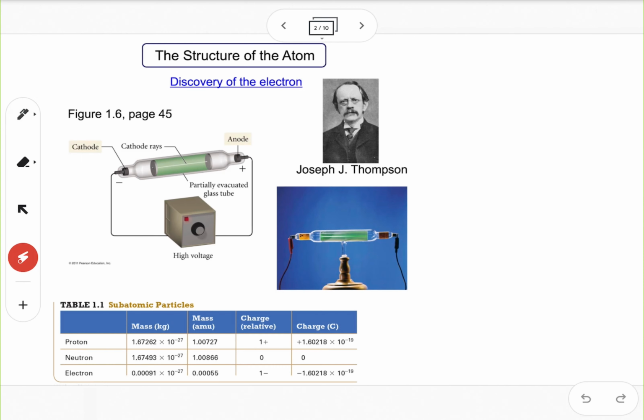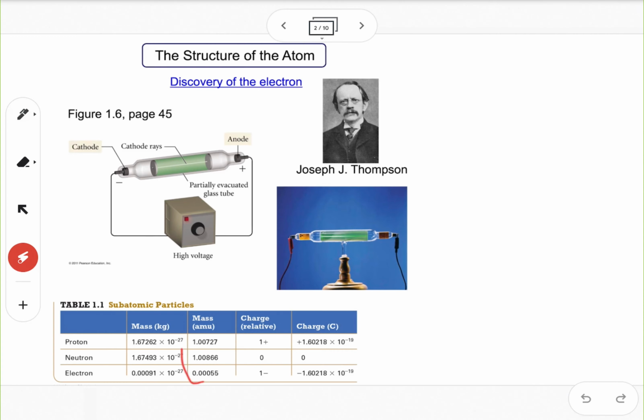One thing I want to mention here is that this is the real mass of an electron, and this is the mass in AMU units. What is the AMU? AMU is called atomic mass unit. It is defined as 1/12 of one carbon-12 atom. So if you take the ratio of the mass of one electron over the mass of 1/12 of a carbon-12 atom, then you get this ratio.